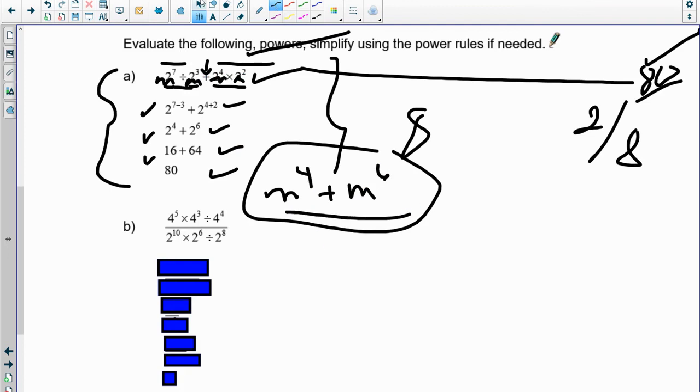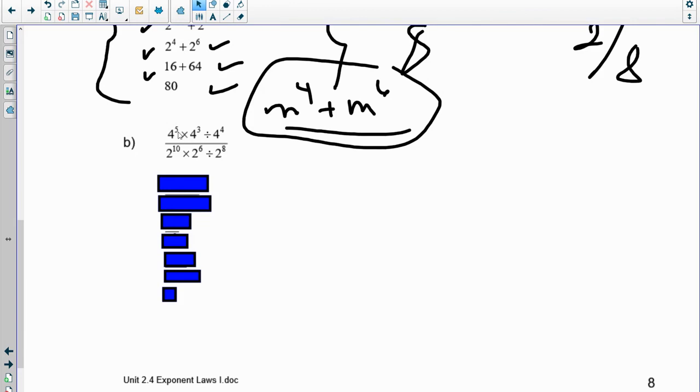All right, let's go to the next one. I've got the top 4 to the 5 times 4 to the 3 divided by 4 to the 4. No adding or subtracting in my numerator, so that means that my numerator is going to be 4 to the 5 plus 3 minus 4. 5 plus 3 is 8. 8 take away 4 means I have 4 left over.